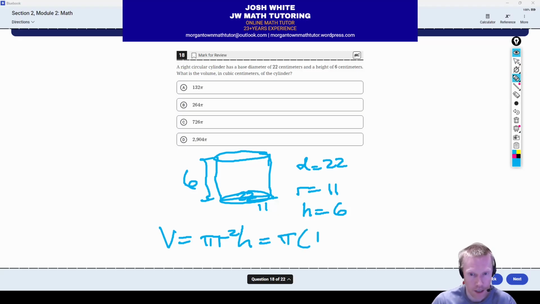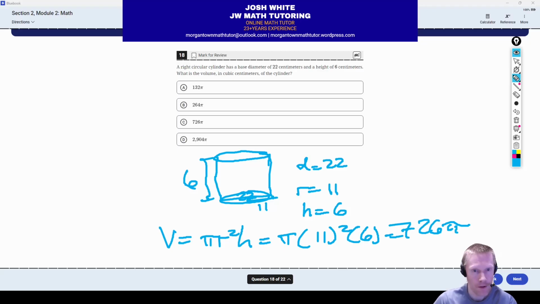So we're going to do pi times 11 squared times 6. That should work out to 726 pi. Correct answer for this one's going to be letter C.